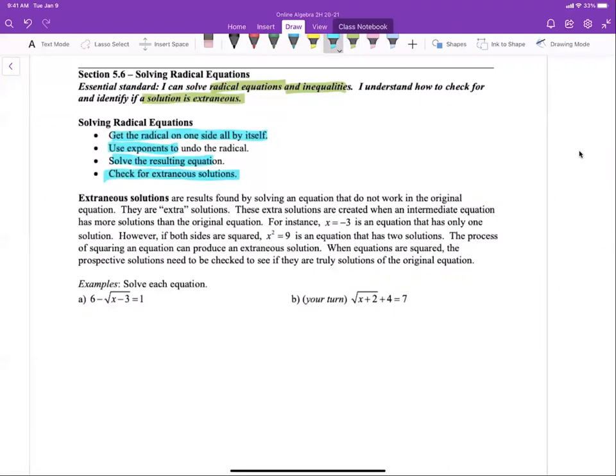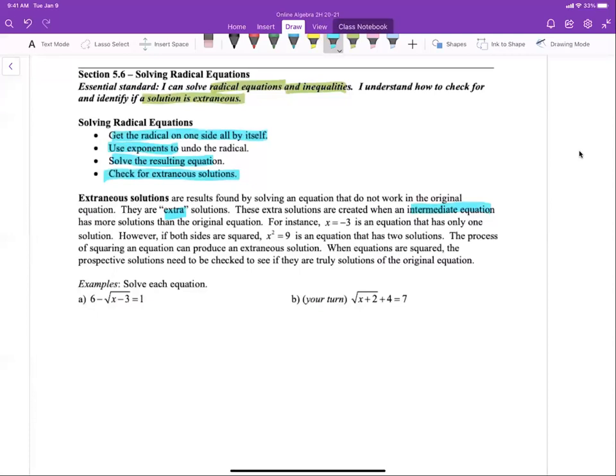What is an extraneous solution? They are extra solutions. Extraneous solutions are results found by solving an equation that do not work in the original equation. These extra solutions are created when an intermediate equation has more solutions than the original equation.